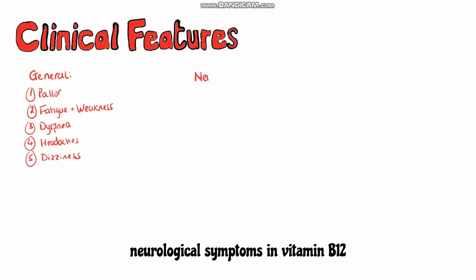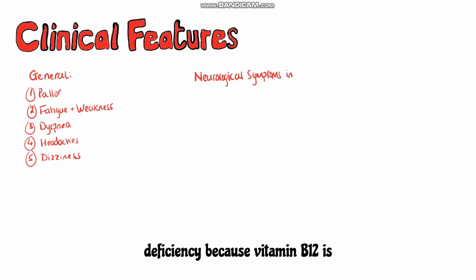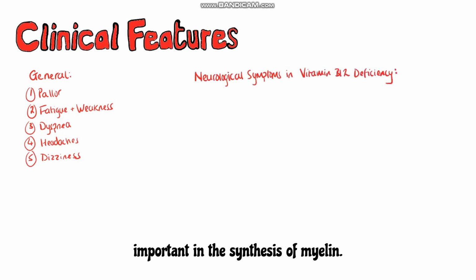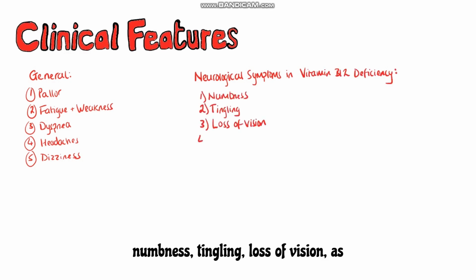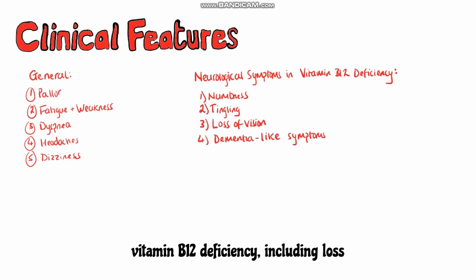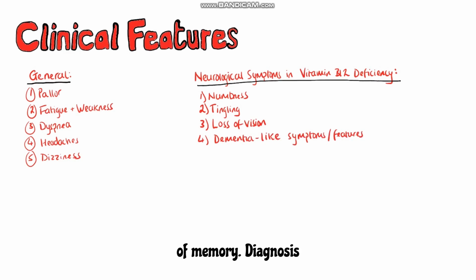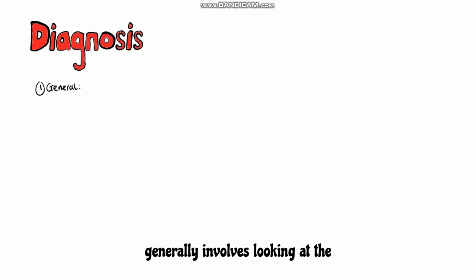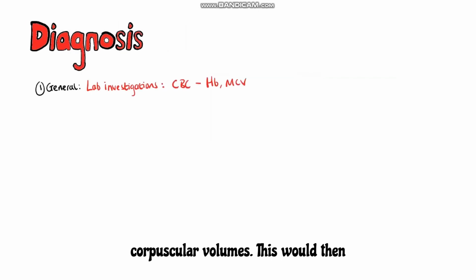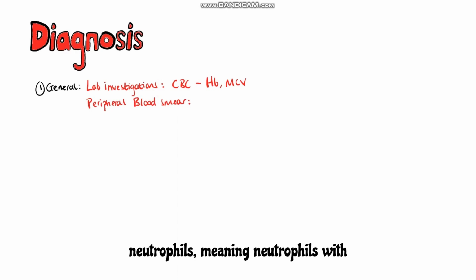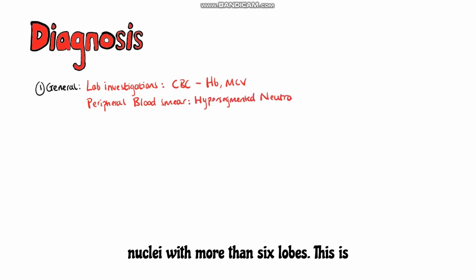But you can also have neurological symptoms in vitamin B12 deficiency, because vitamin B12 is important in the synthesis of myelin. Therefore, you can have patients with numbness, tingling, loss of vision, as well as dementia-like symptoms from vitamin B12 deficiency, including loss of memory. Diagnosis generally involves looking at the complete blood count as usual, looking for hemoglobin, as well as the mean corpuscular volumes. This would then allow us to establish the presence of anemia as well as to classify the anemia based on the MCV.